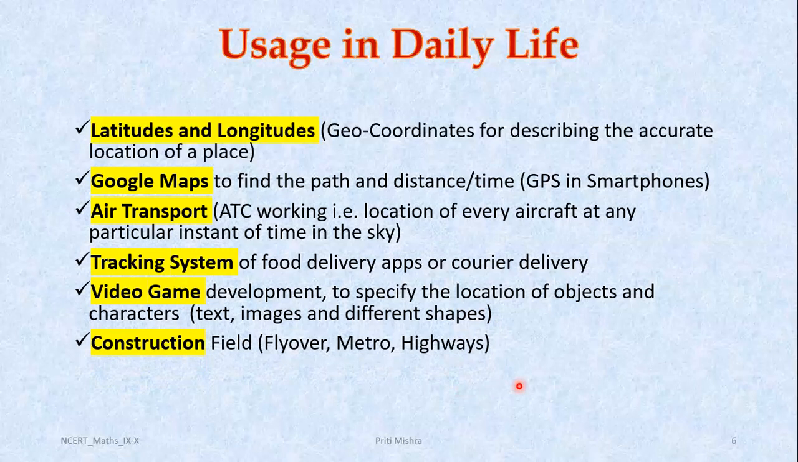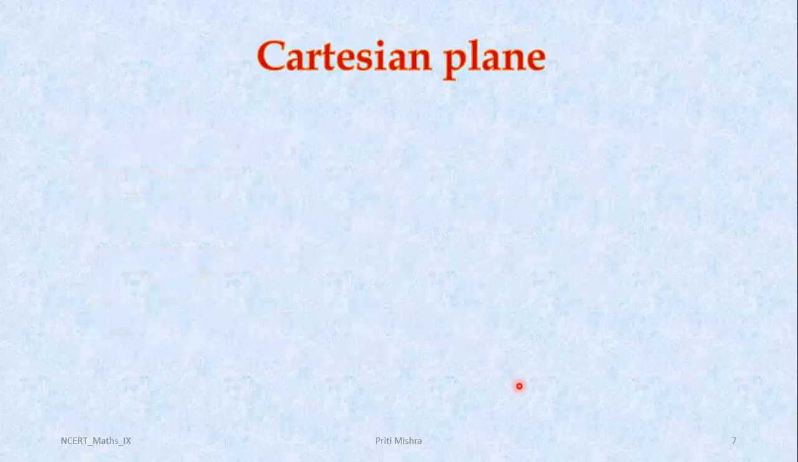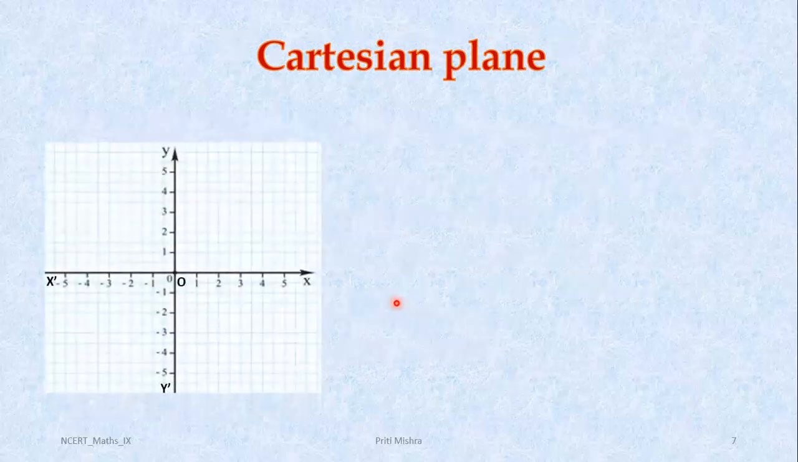So now you got to know in so many ways, coordinate geometry is playing a vital role in our daily life. Now let's find out what is a Cartesian plane. So basically, Cartesian plane consists of two number lines which are intersecting each other perpendicularly, and here you can see the point where they are intersecting.